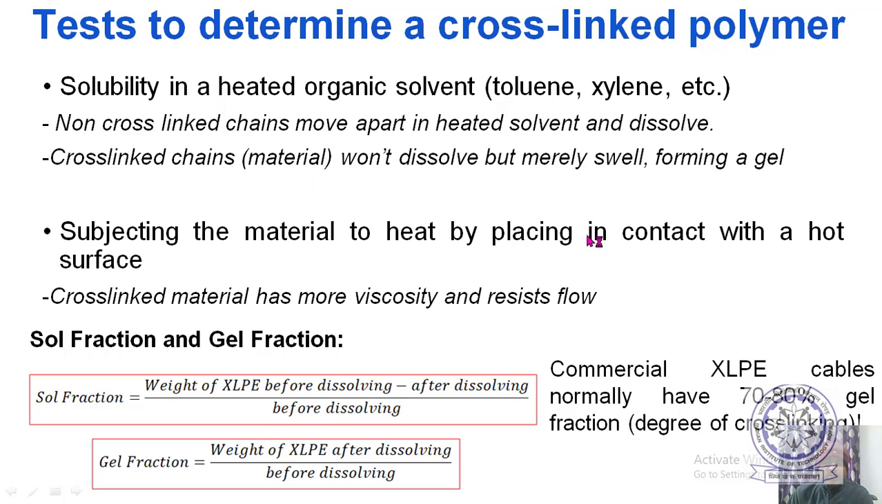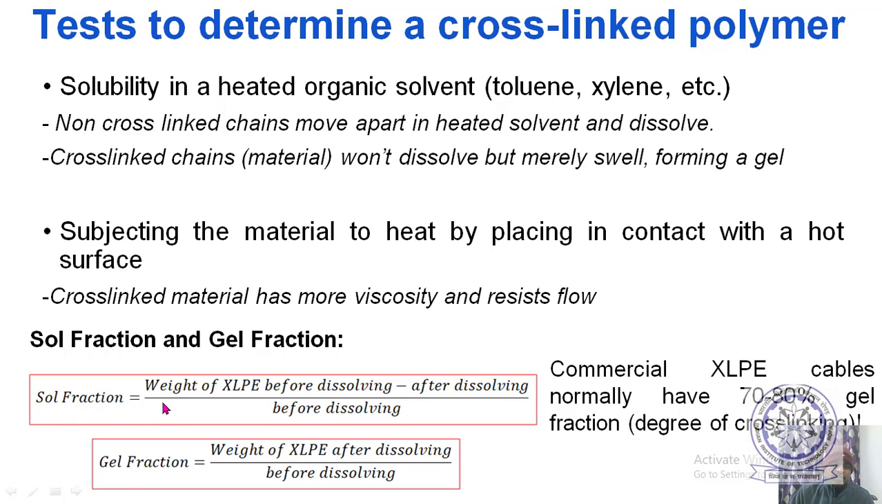Another method is subjecting the material to heat by placing it in contact with a hot surface. Cross-linked polyethylene has more viscosity and resists flow. This is another way; the first was solubility in heated organic solvent. The second one is subjecting the material to heat by placing in contact with a hot surface. Then cross-linked material has more viscosity and it actually resists flow. Sol fraction and gel fraction. Commercial XLPE cables normally have 70 to 80% gel fraction. This is what is known as degree of cross-linking.